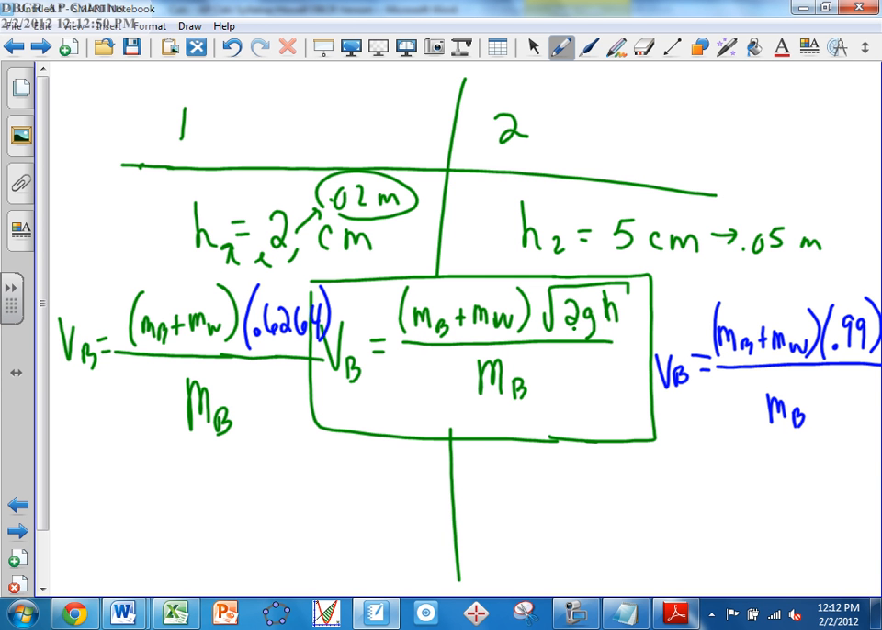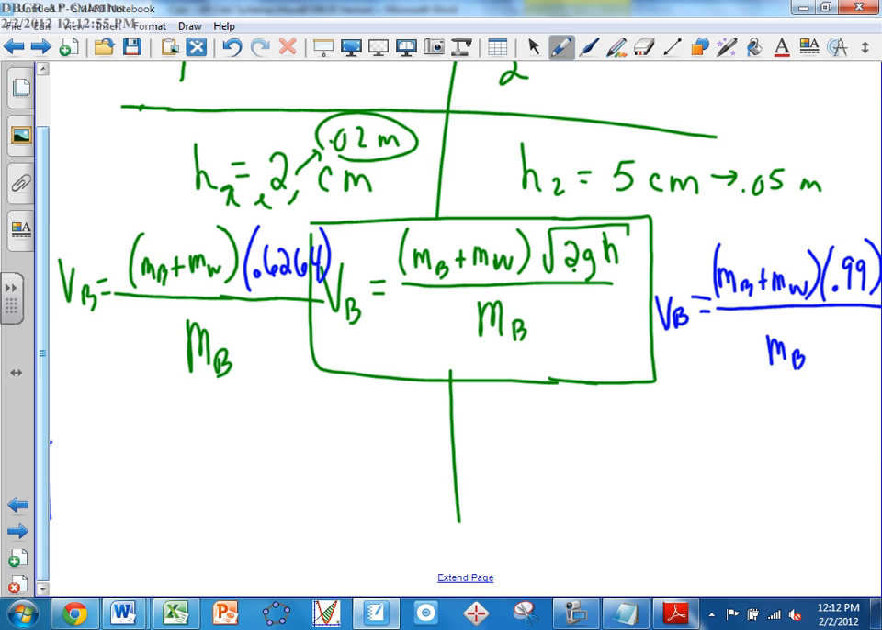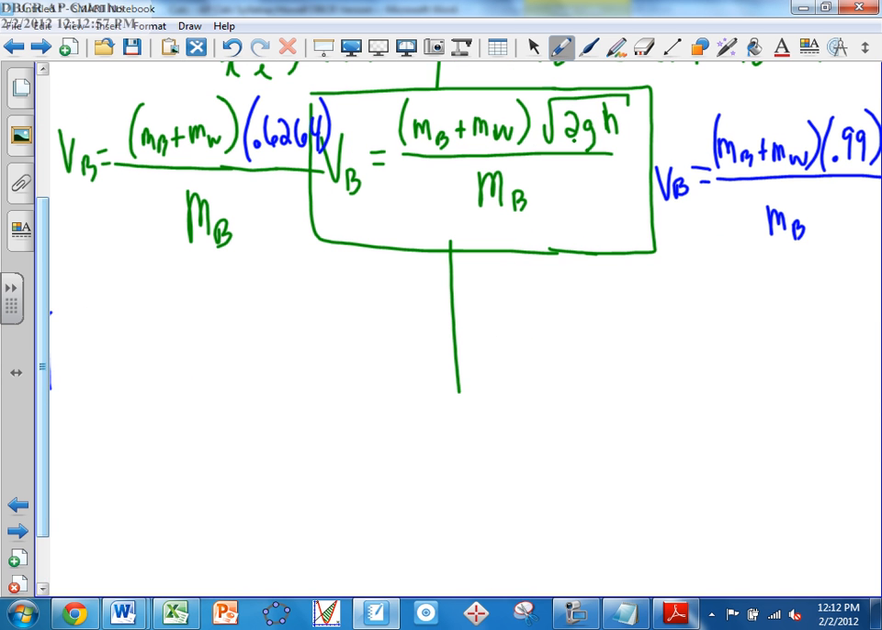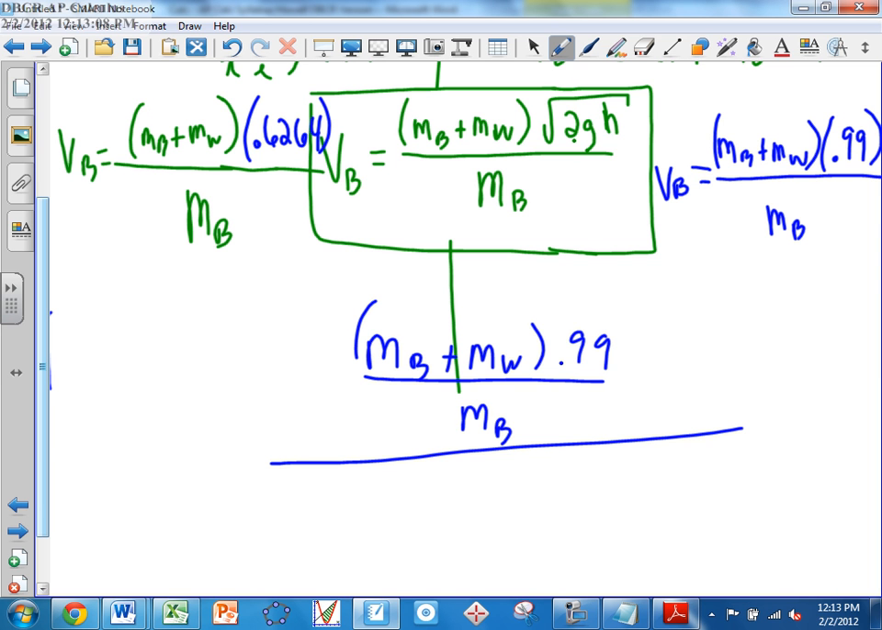So you're going to take this whole thing. So watch what I'm going to do now. And you don't have to actually show this. If you want to just watch, you'll see what happens. Take this whole thing here. If you want to find out how many times faster, the mass of the bullet plus the mass of the wood all over the mass of the bullet, 0.99. Take that whole thing divided by that whole thing. And all of your masses will drop off.